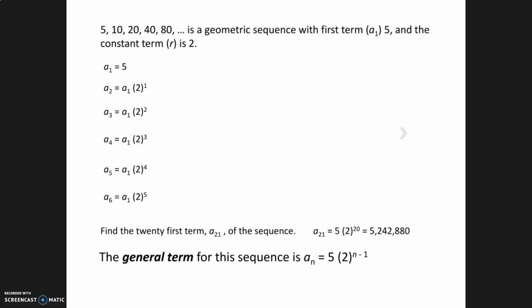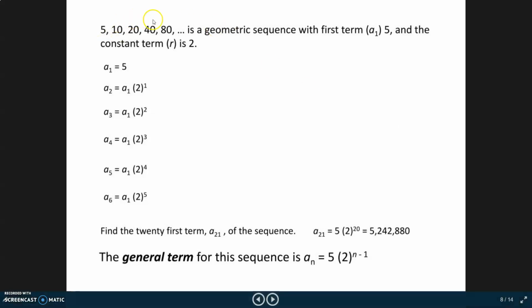So what you're starting to see in terms of generating a formula is if I have this 5, 10, 20, 40, 80 geometric sequence, A1 is 5, A2 is your first term times your ratio, which in this case is 2. Your third term, I would need to multiply by your ratio 2 times before getting your A3. Your fourth term, I would need to multiply by my common ratio 3 times before generating that, and so on and so forth.